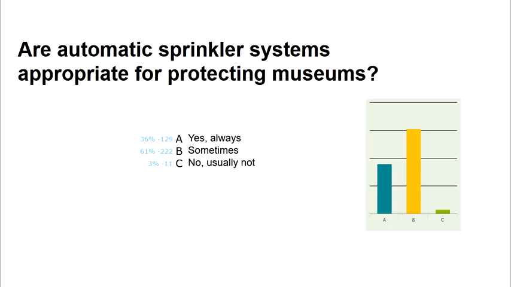Oh, okay, so we have a polling question here. Our first question is, we'd just like to get everyone's opinion. Are automatic sprinkler systems appropriate for protecting museums? There are three options for answers. If you could please click on your answer. First is yes, always; sometimes; or no, usually not appropriate. So we'll take a minute and let everybody answer.